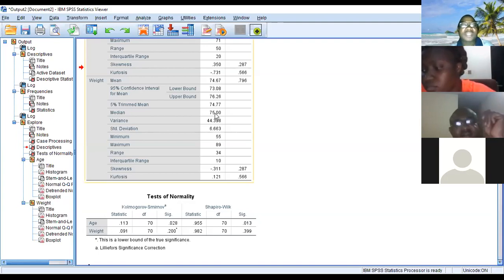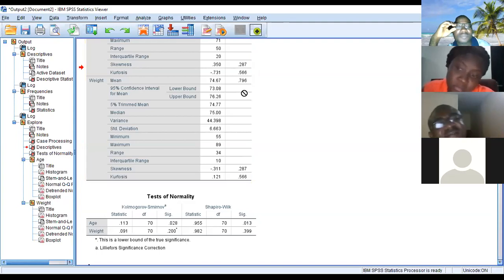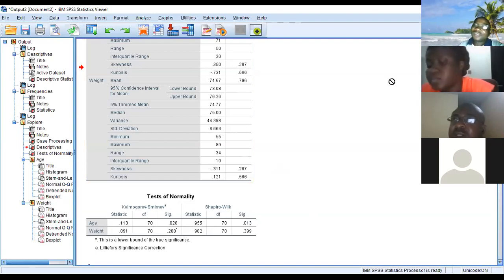Hello, sir. Yes, sir. Sir, please, what's the significance of this 95% confidence interval? When you talk of 95% confidence interval for quantitative variables, what's the significance? Even qualitative variable has also.